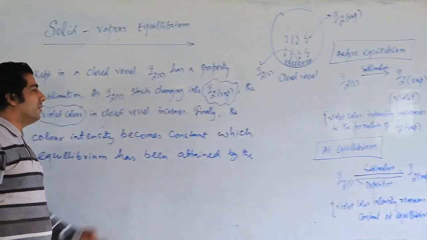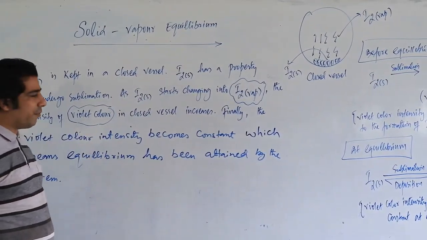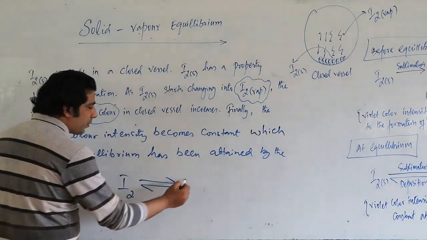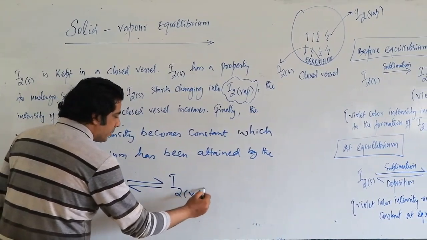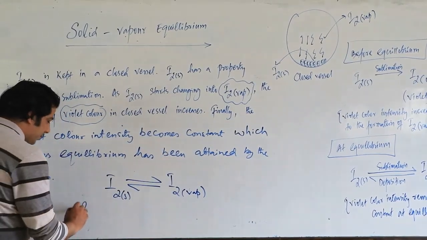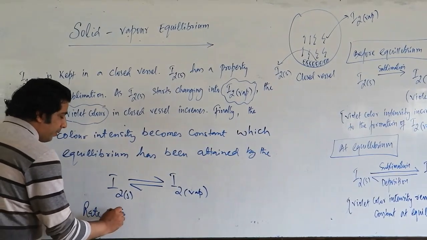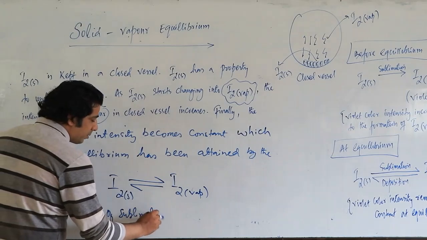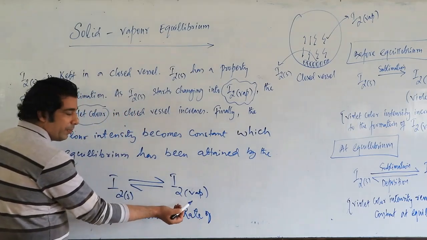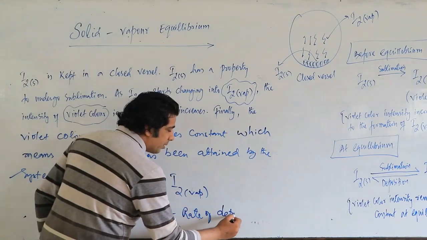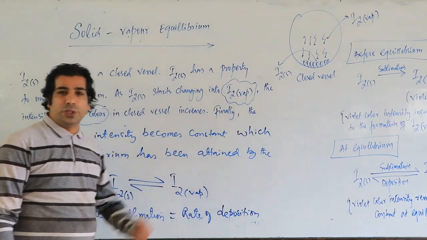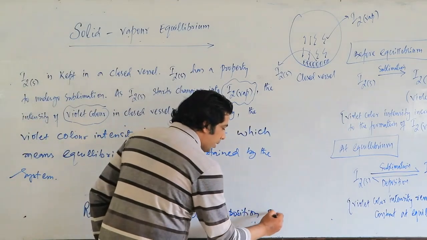So my dear friends, now overall you have understood everything right out here. So finally you can put it like this: iodine, this is vapor, this is our solid. So solid is changing into vapor. So I will write down rate of sublimation is equal to rate of the iodine vapor changing back into solid. That's called deposition. So my dear friends, rate of sublimation is equal to rate of deposition at equilibrium.